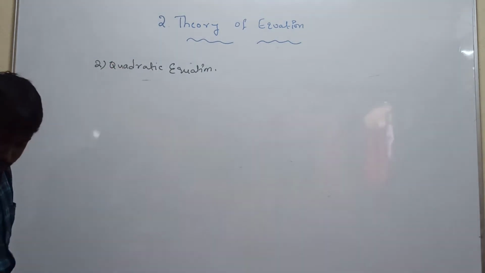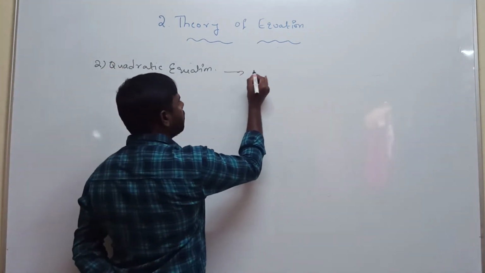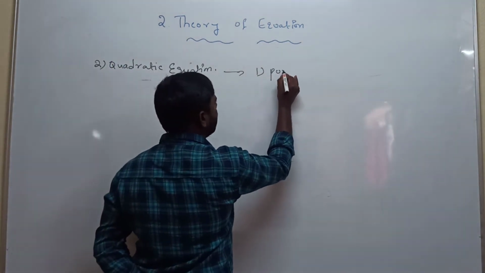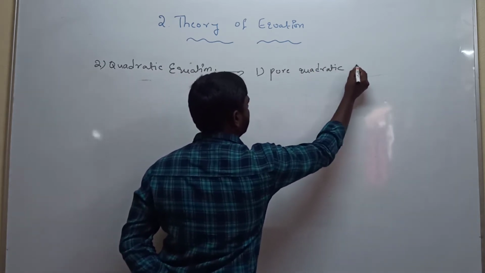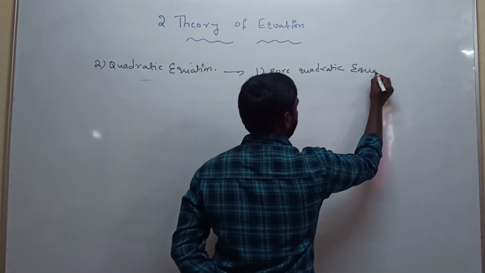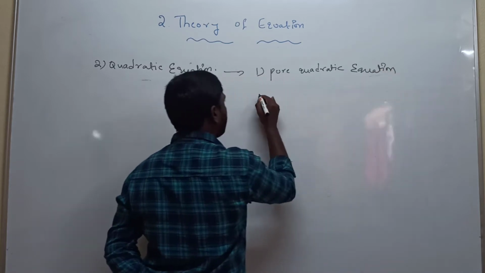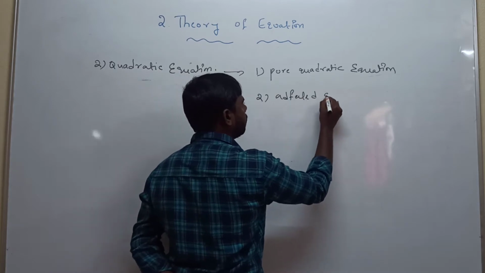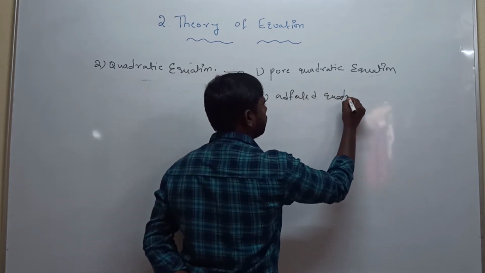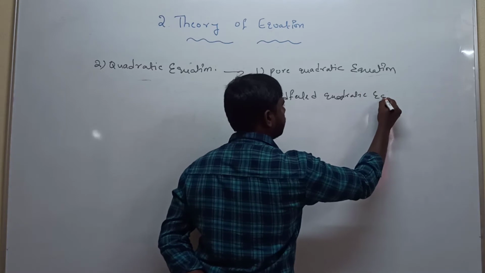Here also there are two types of quadratic equation. The first one is the pure quadratic equation. The second one is the affected quadratic equation.